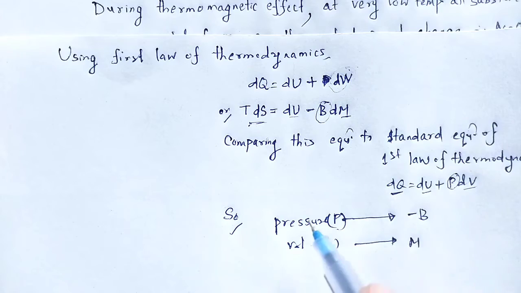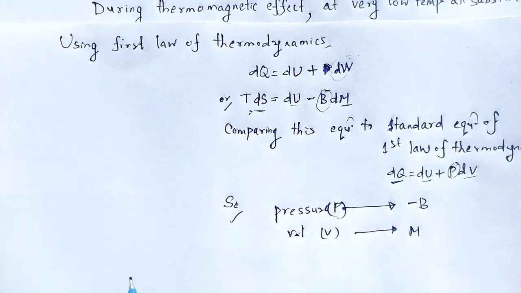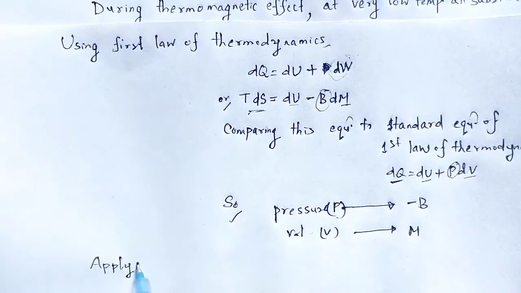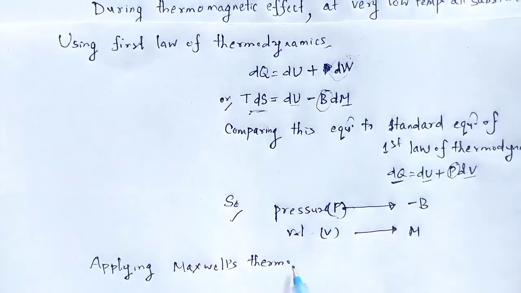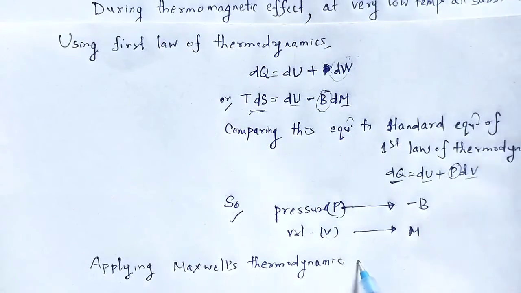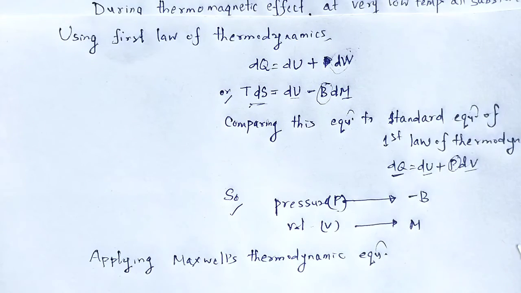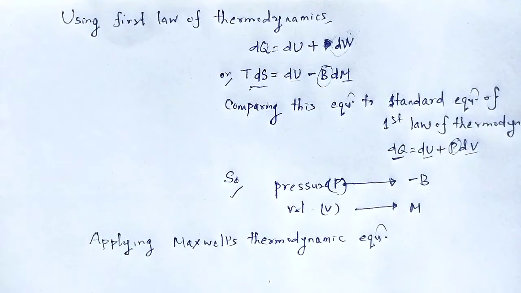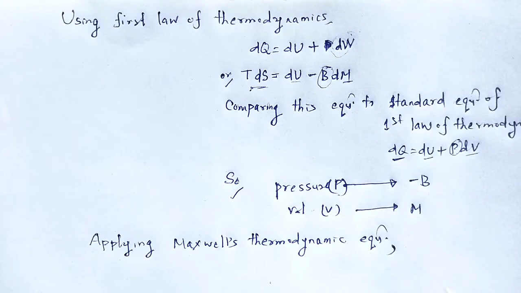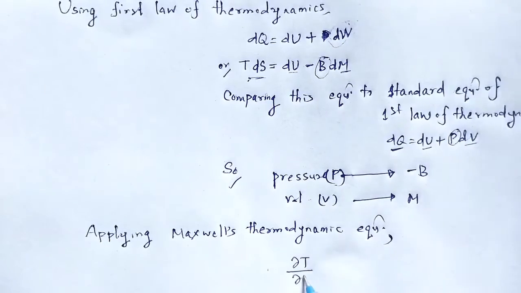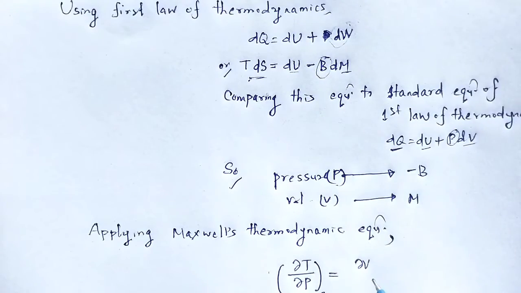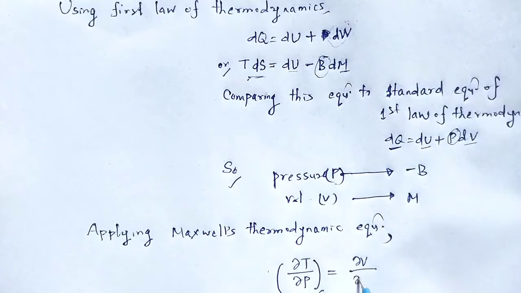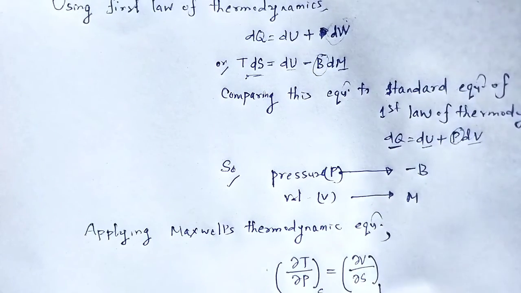Now applying Maxwell's thermodynamic equation. Maxwell's thermodynamic equations are elaborately studied in upcoming video lectures, so stay tuned for more information regarding them. So del T by del P at constant entropy is equal to del V by del S at constant pressure.